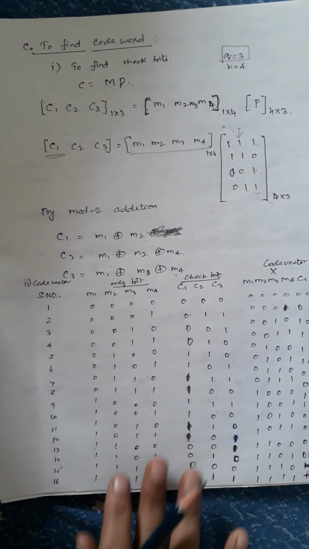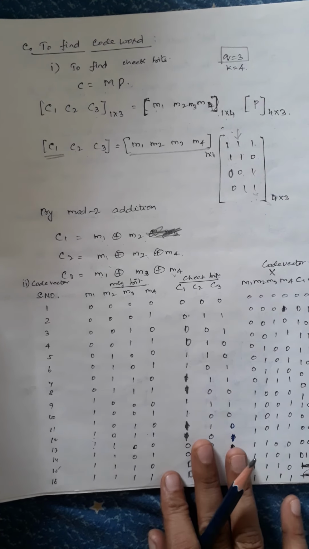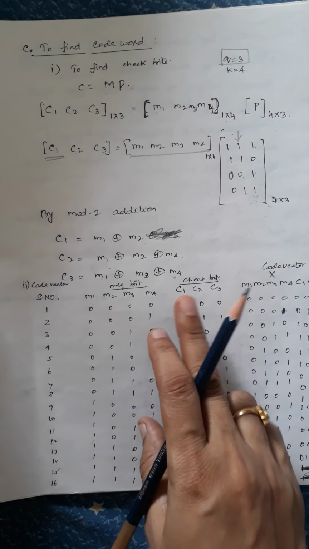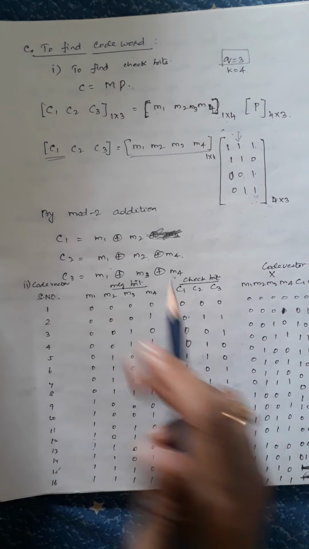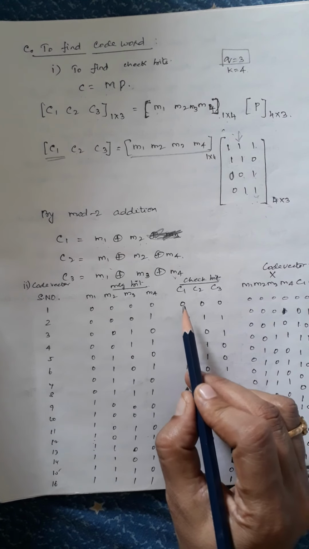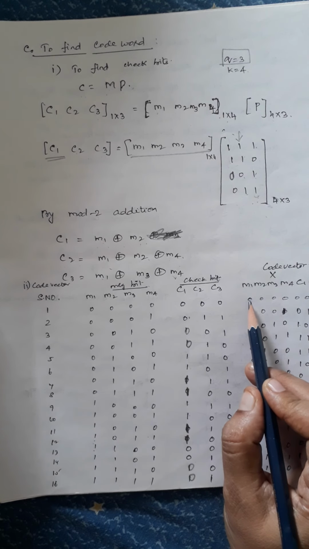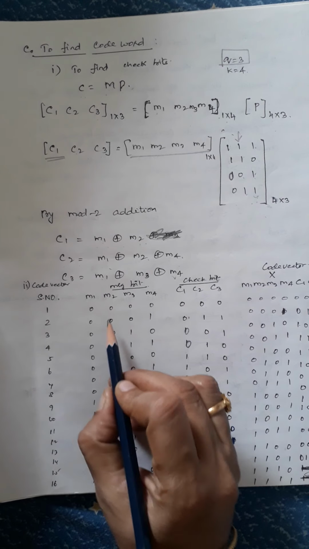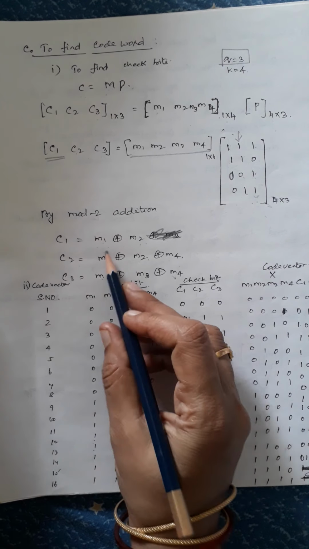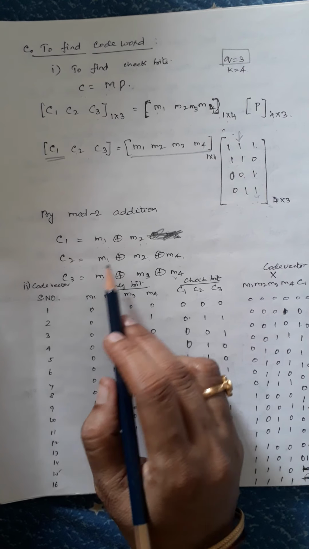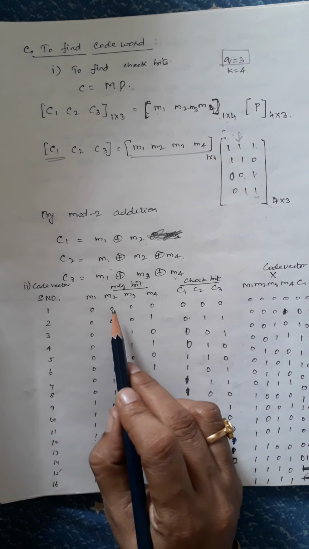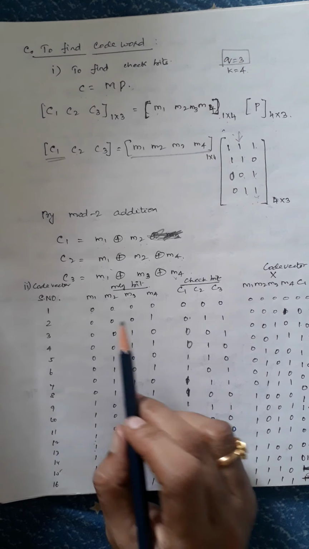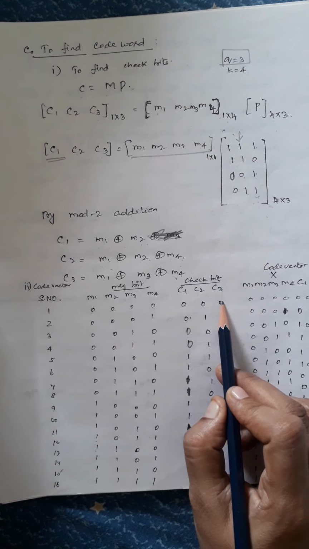For all these possible message bits, what are the check bits to be appended to the message bit? So, for the first one, M1, M2 are 0, 0. You can find it here itself. This M1 and M2 XORing is 0. M1, M2 and M4: 0, 0, 0, it is 0. C3 is M1, M3 and M4: 0, 0, 0, so it is 0.